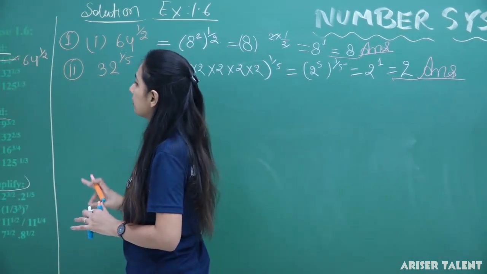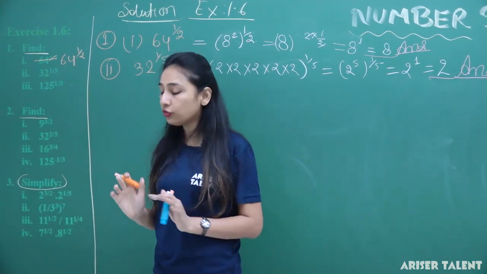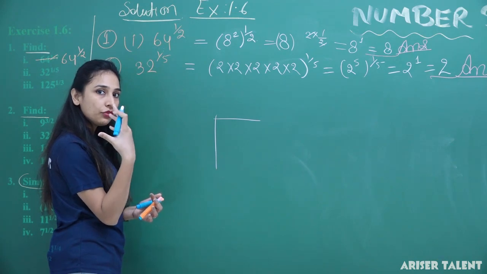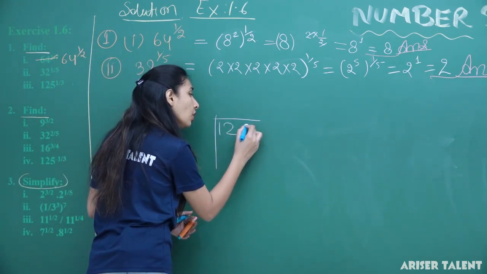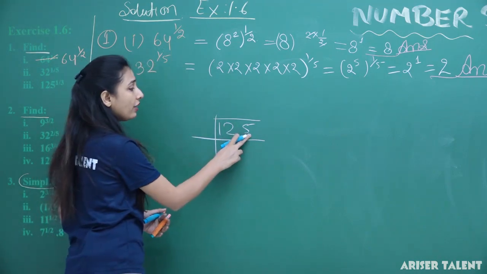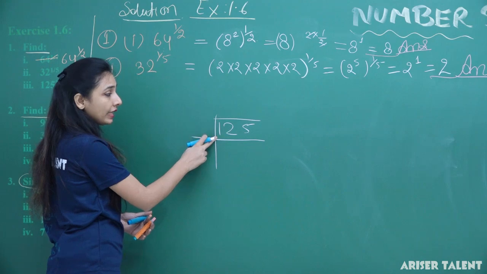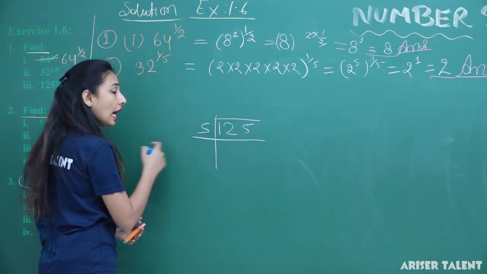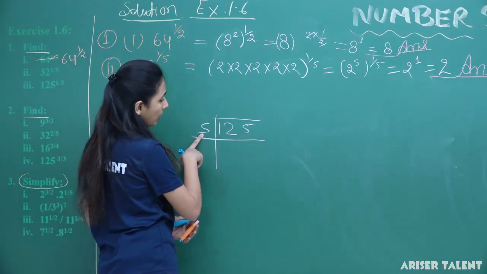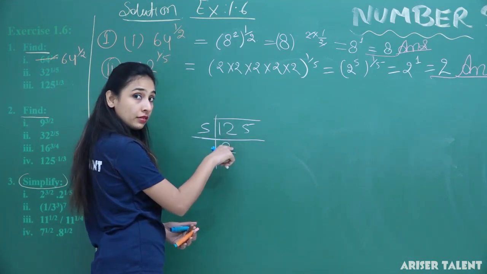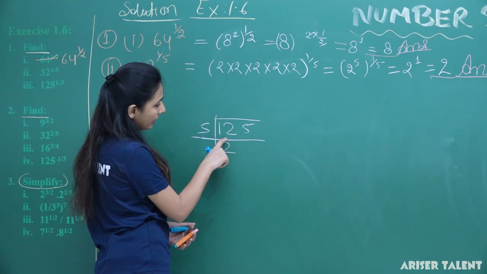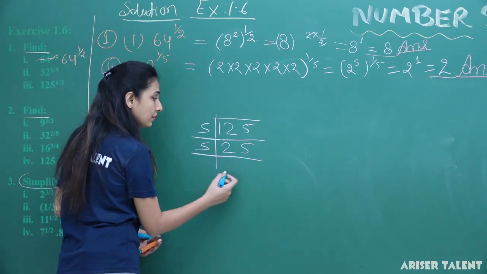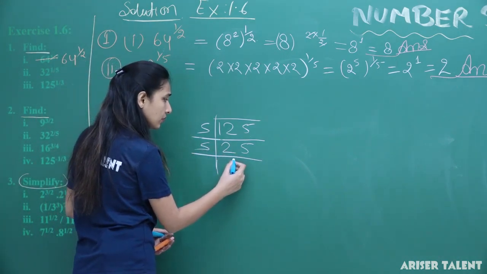Now the third one is 125 raised to power 1 by 3. If you have any confusion about factorization, you can simply go with your old methods. 125: 5 plus 2 plus 1 is 8, so it is not divisible by 3, and not by 2 for sure, but it is divisible by 5. After dividing it by 5, you get 25. 5 5s are 25.